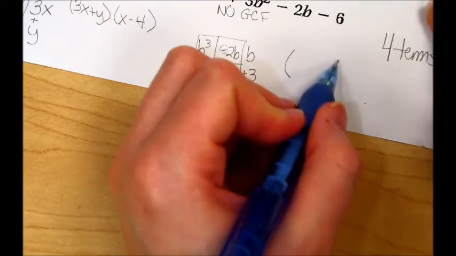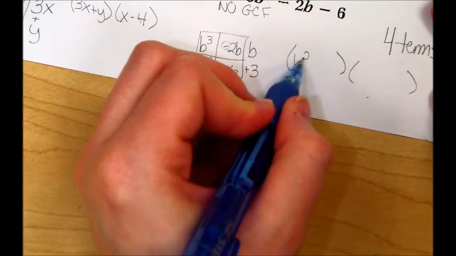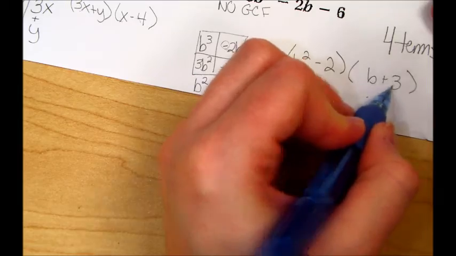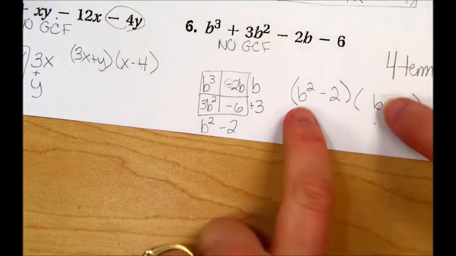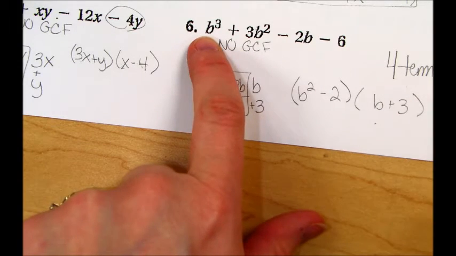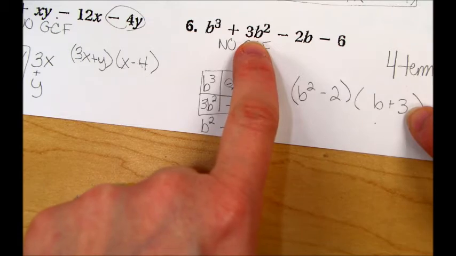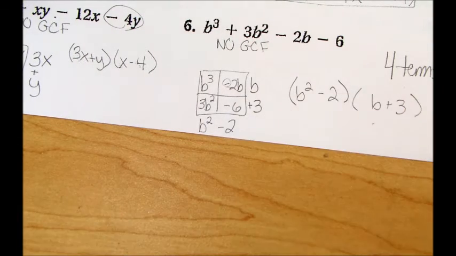Now we're going to write our answer and check our answer. That's b squared minus 2 and b plus 3. You should, with these 4 terms, always do a double check if you were to distribute them together. So b squared times b would give you this b cubed. 3 times b squared would give you that 3b squared. Negative 2b and a negative 6 when you distribute.